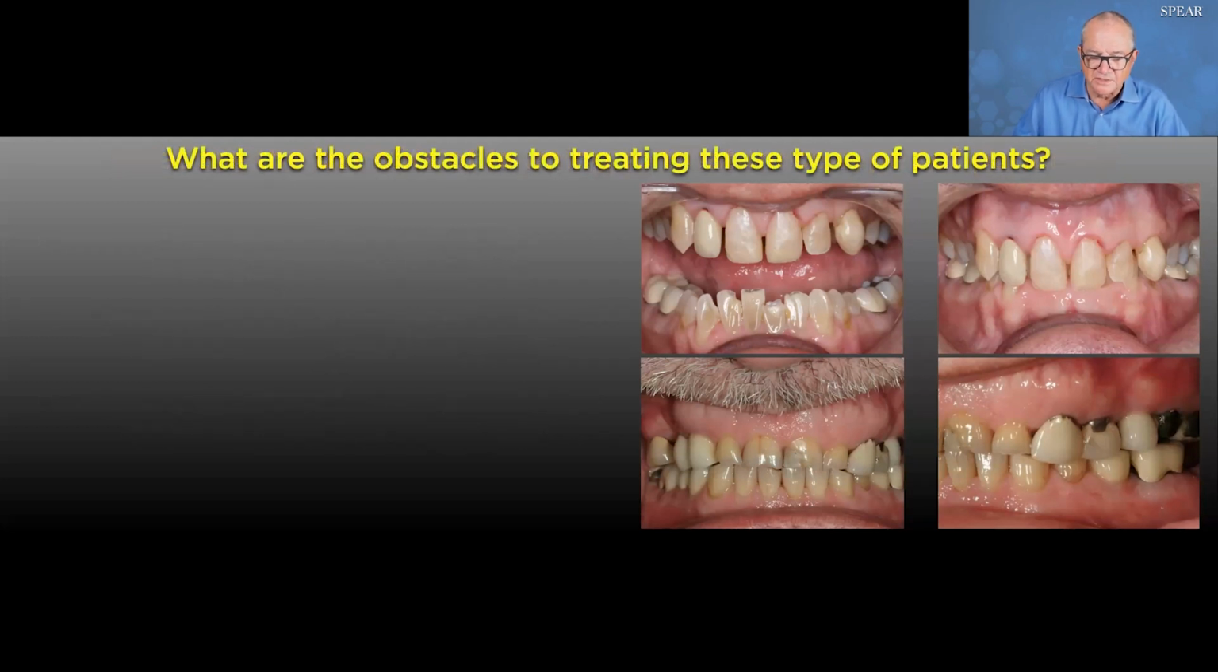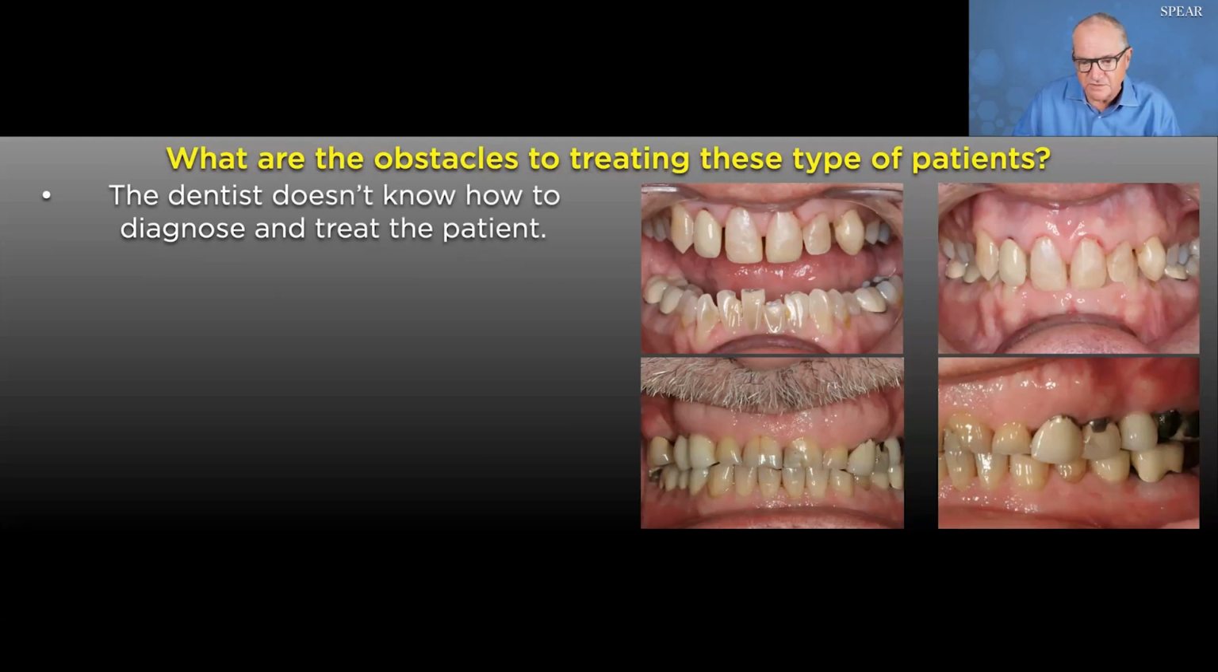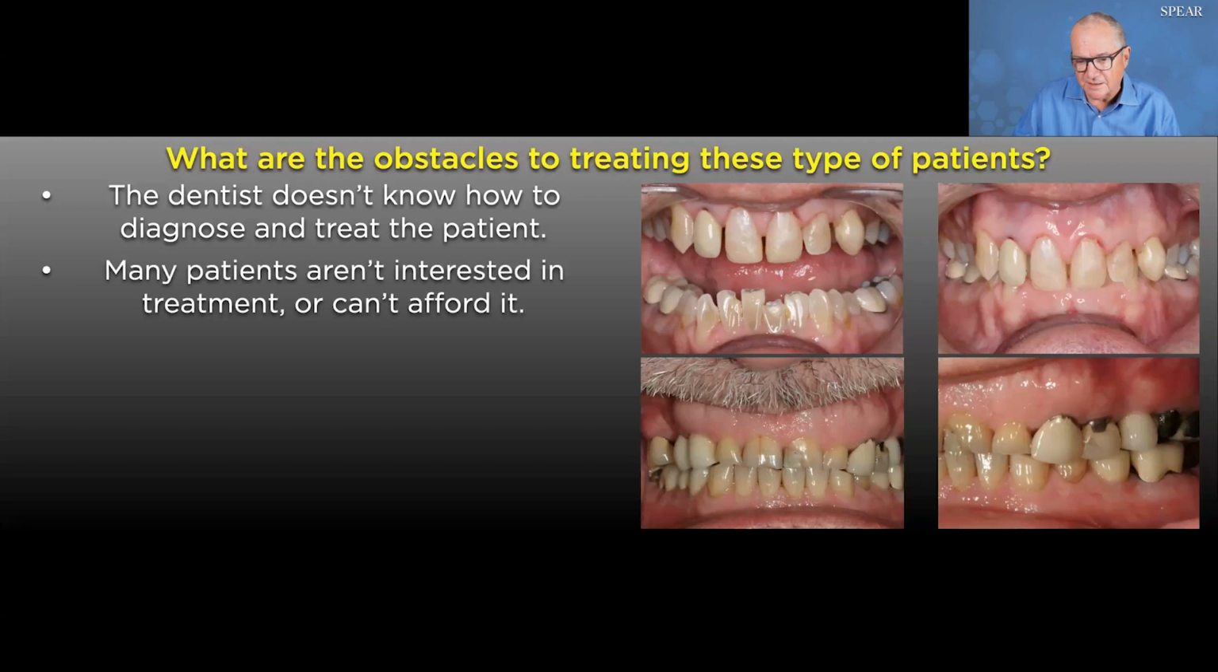Now, what are the obstacles to treating these kinds of patients? The first obstacle is the dentist not knowing what to do. The second obstacle is you have a bunch of patients who are going to say, I can't afford it, which is accurate. But there's other ones that say, yes, I can.